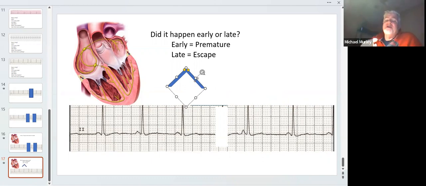It would be more accurate to say, though, this is a sinus rhythm with a sinus pause. So it took a sinus pause. If it's missing one complex, it's a pause. If it's missing more than one complex, then it's a sinus arrest.